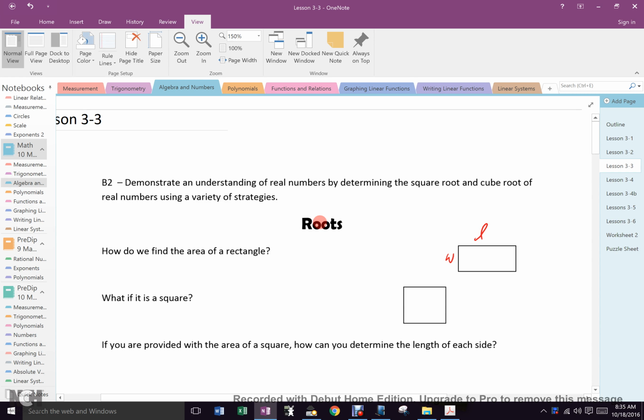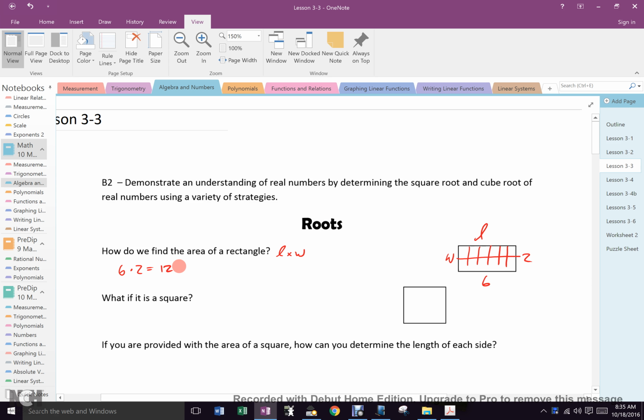Okay, how do we find the area of a rectangle? Well, we do the length times the width. And that gives us the rectangle. What is the area of this rectangle as I've just drawn it? 1, 2, 3, 4, 5, 6 by 2. So what is the area?